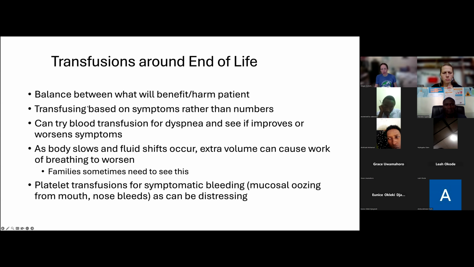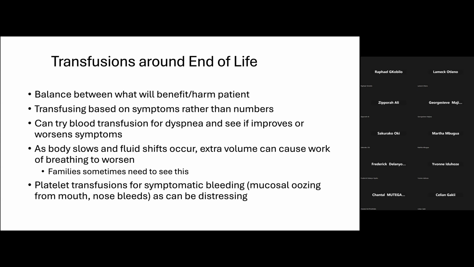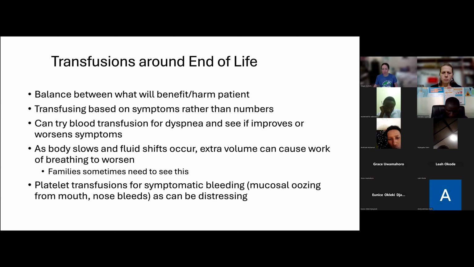Okay, so we may transfuse the child blood based on symptoms, because blood transfusions do tend to help children have less dyspnea. So we can try a blood transfusion for dyspnea to see if it helps or worsens the symptoms, right? Because as a child comes to the end of life, the body slows down, and sometimes the fluid of the transfusion actually goes into the lungs. The child gets a bit of pulmonary edema, so then that makes the breathing worse. So sometimes we're hesitant; the transfusion might help, it might not help.